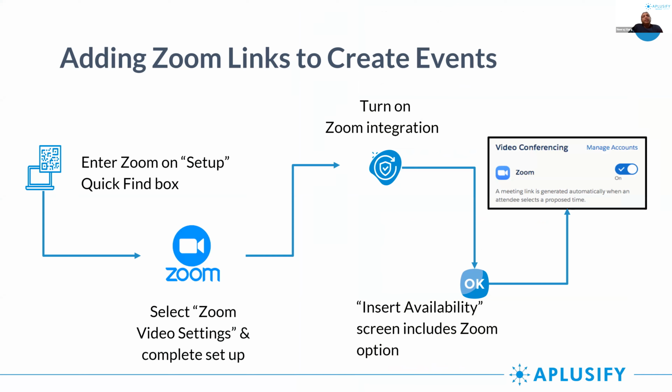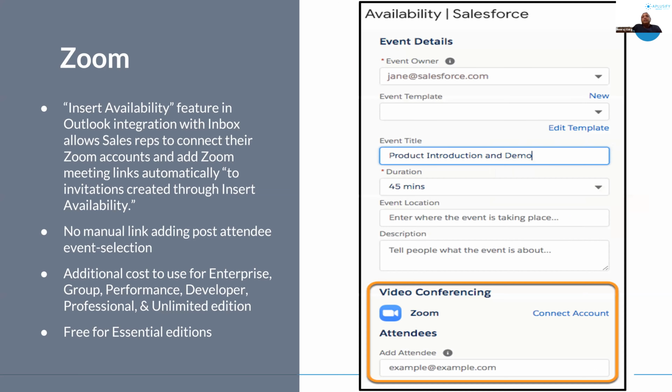As usual, you have to go to Setup, in the Quick Find box, select Zoom video settings. There is something called Zoom video settings there. When you go to that, you have to turn on that Zoom integration. It will ask for your business account ID, user and password, and all that kind of stuff. And then go to insert availability, and as soon as you go into that option, it will actually show you the Zoom option like we see in this screen.